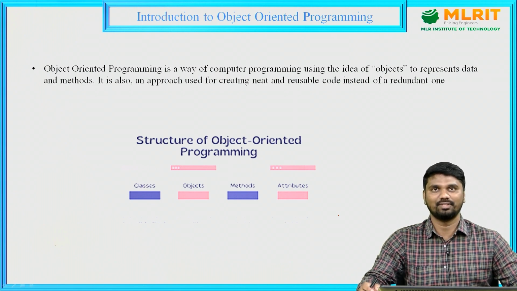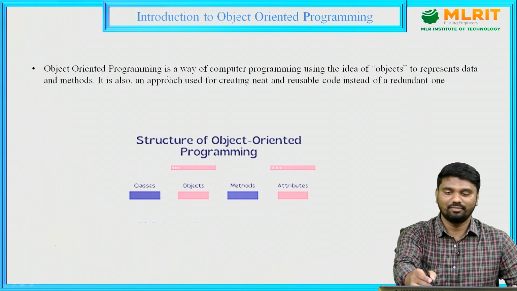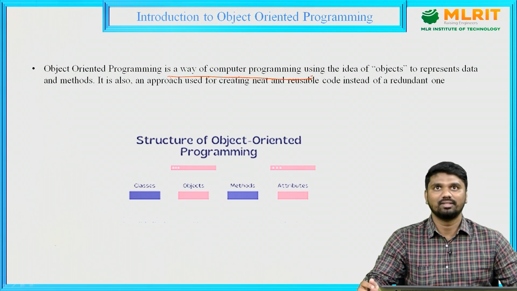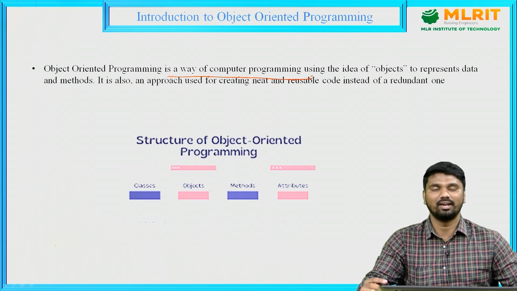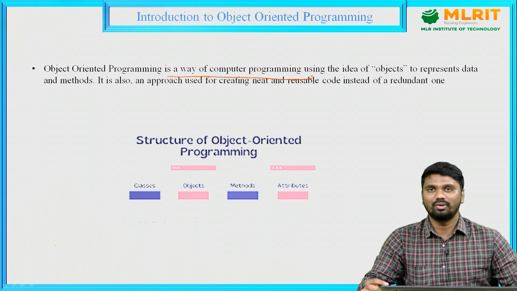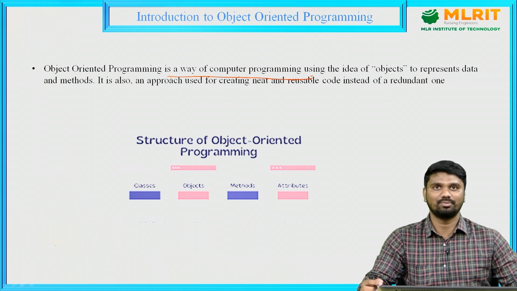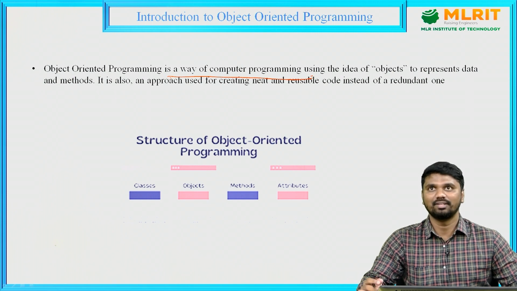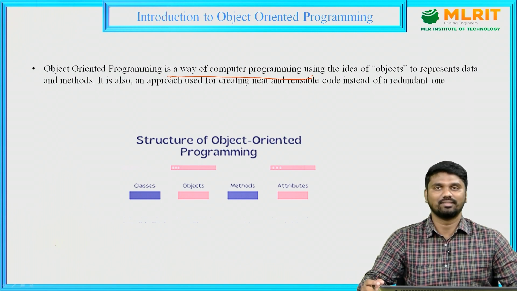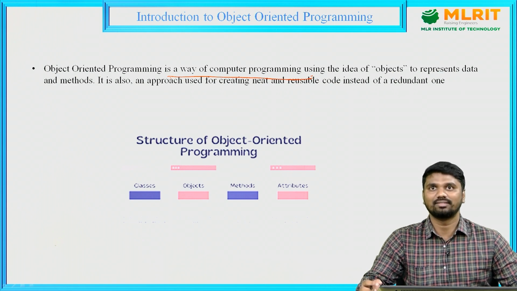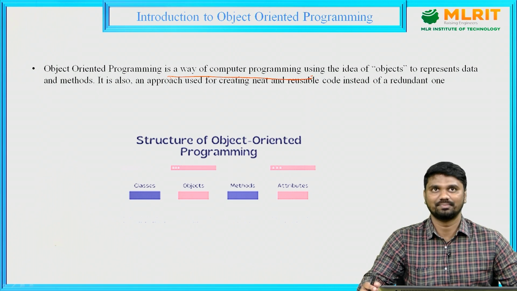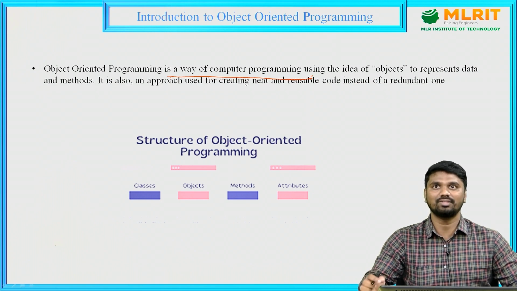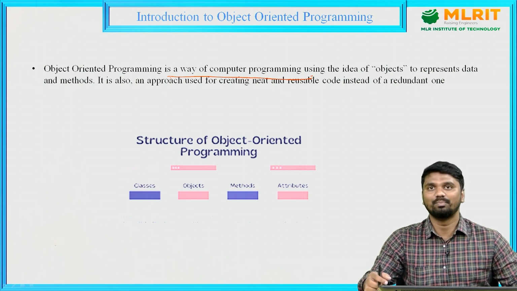For example, object oriented programming is a way of computer programming using the idea of objects to represent data and methods. It means if you are going to develop an application using object oriented programming, then we have to define the objects. Any application's behavior and structure representation depends upon the objects. By using these objects, we can represent the data of that application, and not only the data but also the behavior of the application.